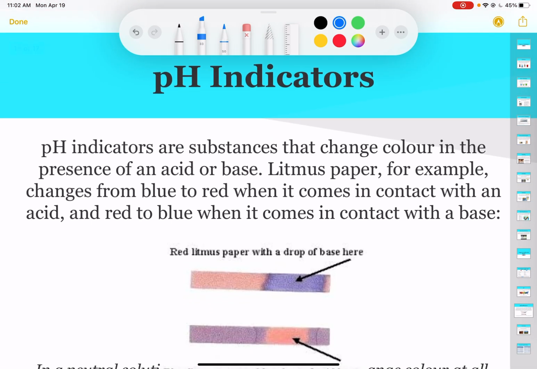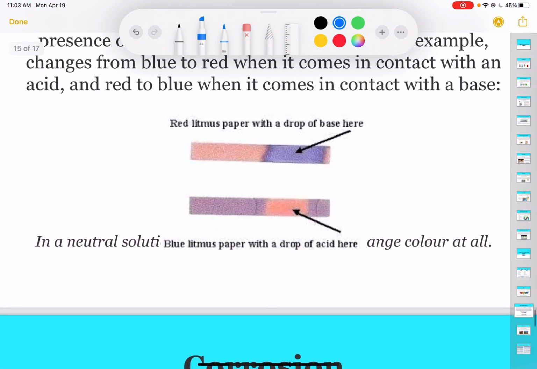So these little paper strips that I was talking about before, they're pH indicators. They're used to tell us whether there's an acid or a base in the solution. So blue paper, when it turns to red, that means it's come in contact with an acid. And when red paper turns to blue, that means it's come in contact with a base.